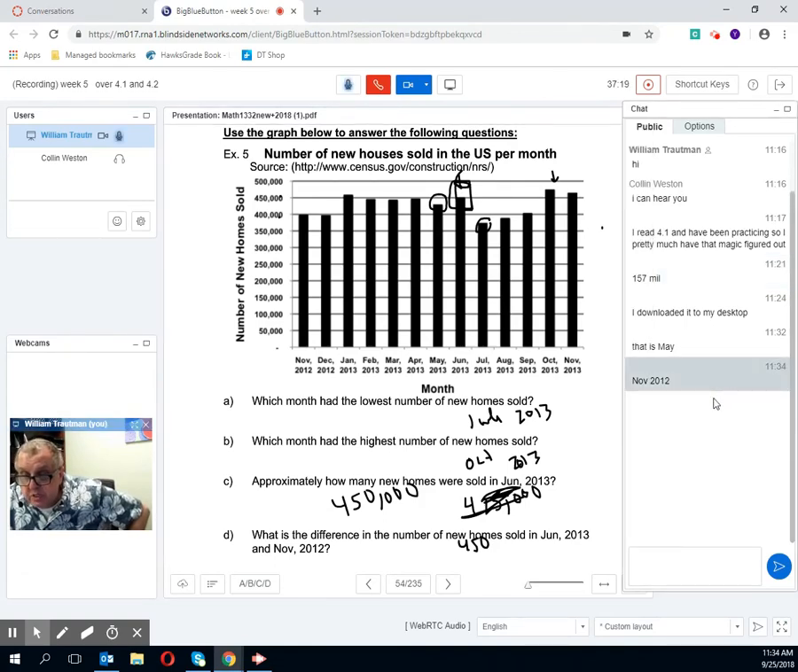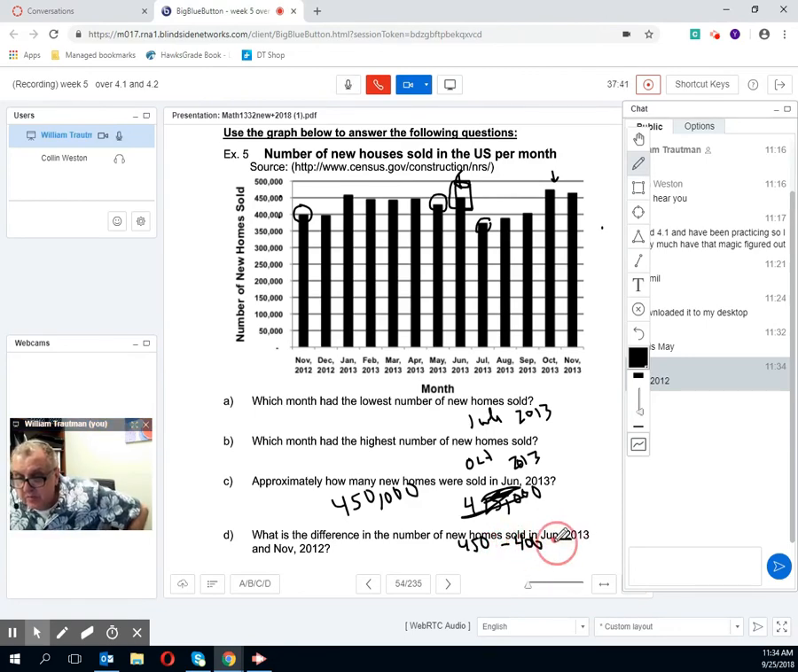Oh, November 2012. Thank you. I'm glad you're here. November 2012 is very specific. It says 400. So June is 450 of 2013. November of 2012 is 400,000. So the difference is you take the largest minus the smallest and you get 50,000. 50, which is 50,000. We're talking about thousands.